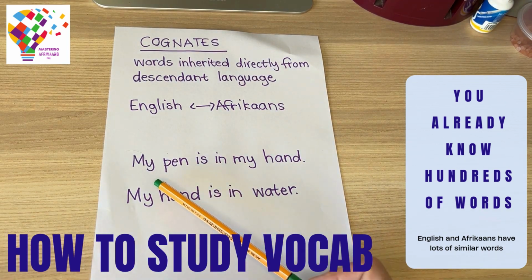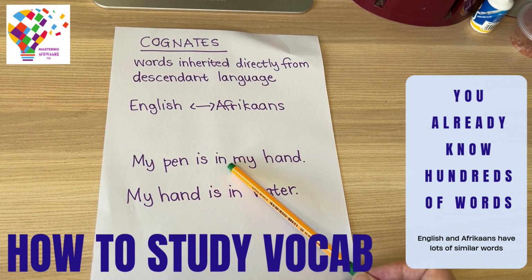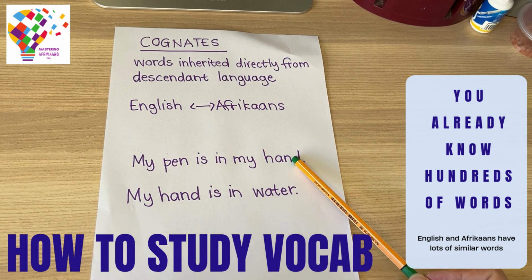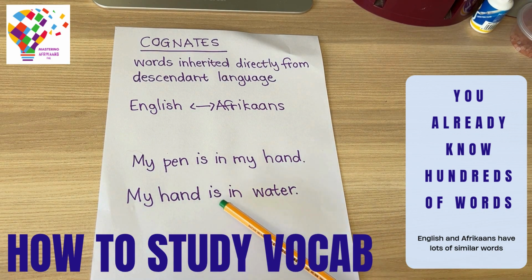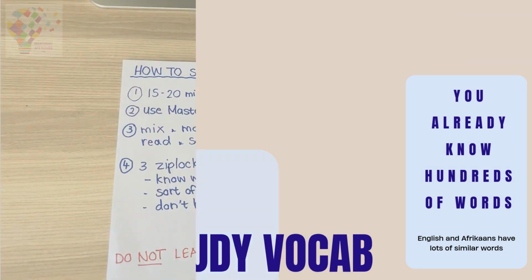The first one is, if we read it in English, my pen is in my hand. In Afrikaans, my pen is in my hand. If you look at the other example, my hand is in water. In Afrikaans, my hand is in water. So there are hundreds of words in English and Afrikaans that look the same and that mean the same.